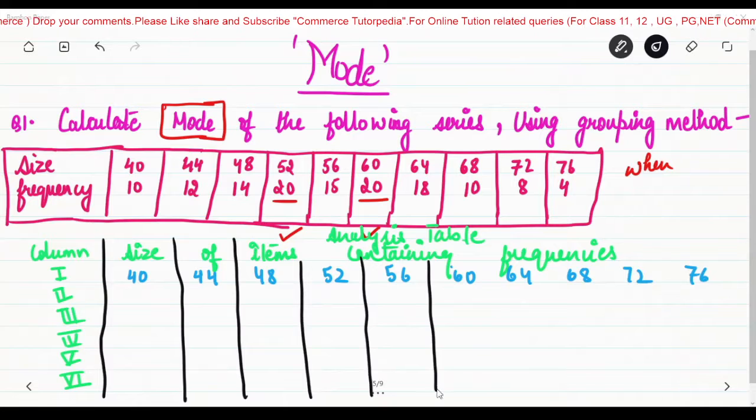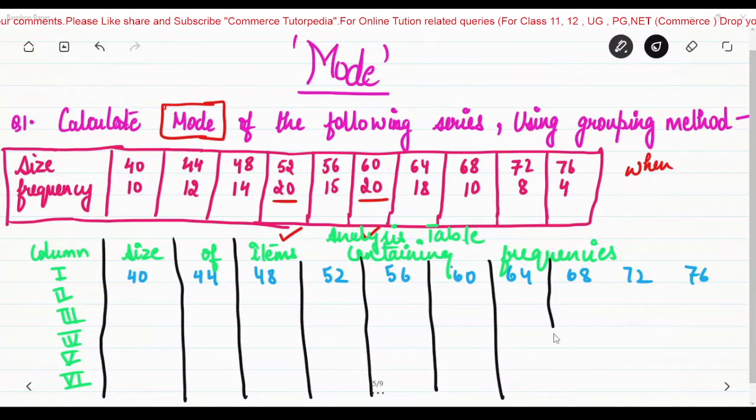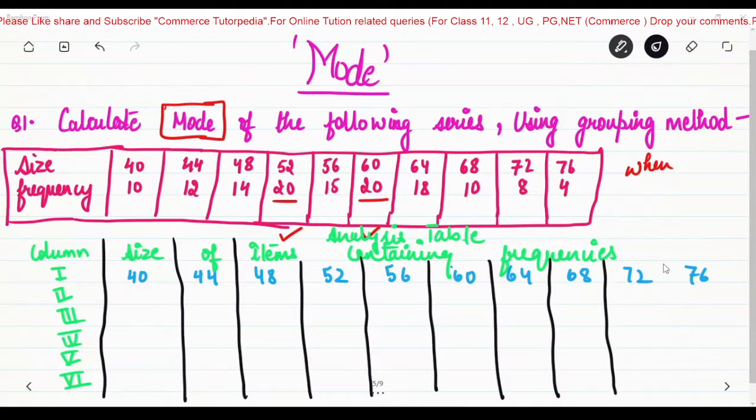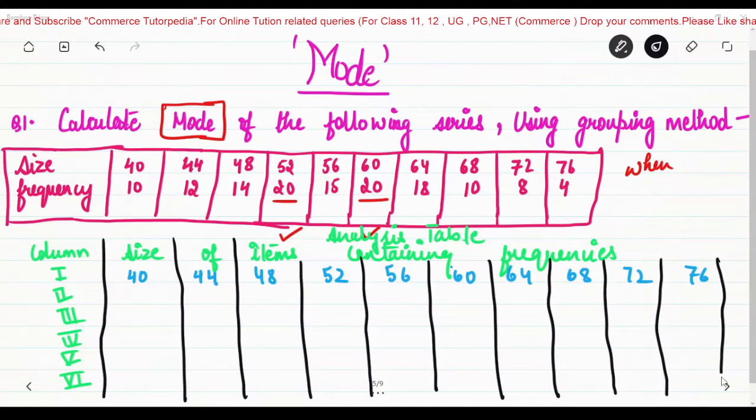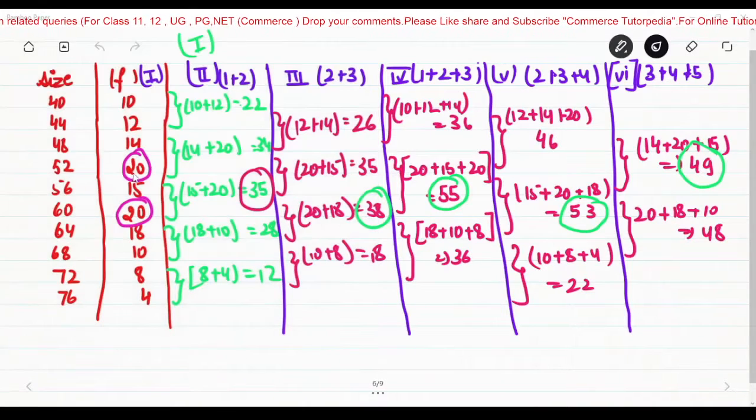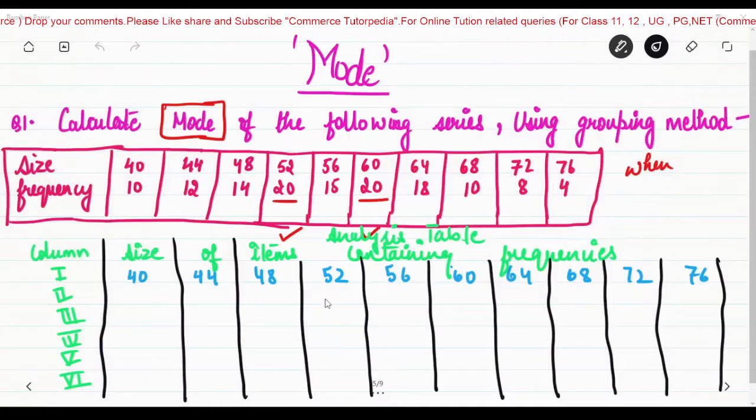Now what we are going to do is mark in which size our mode appears in each column. If you see in the first column, we see 20 as the highest, and here also we are going to get 20. So these were lying under the sizes 52 and 60. So we will tick mark 52 and 60 because the highest frequency occurs in these sizes. Same we are going to do in the second column also.